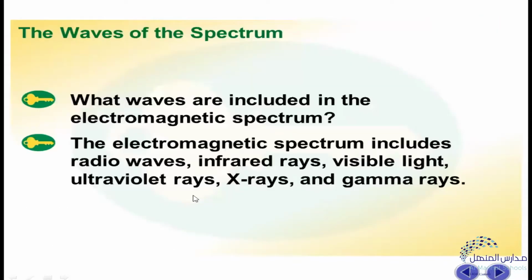The waves of the spectrum. First, we should answer these two main questions. What waves are included in the electromagnetic spectrum? The electromagnetic spectrum includes radio waves, and also a type which is microwave, infrared rays, visible light, ultraviolet rays, X-rays, and ended by gamma rays. These are the components of the electromagnetic wave spectrum.